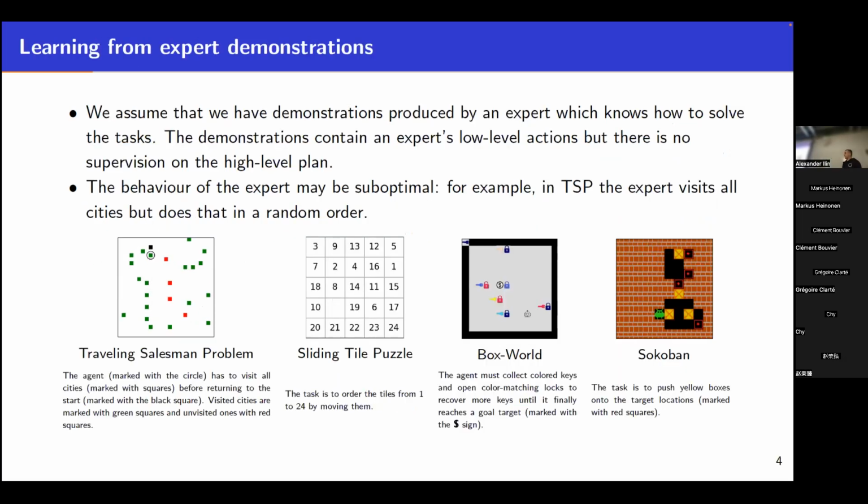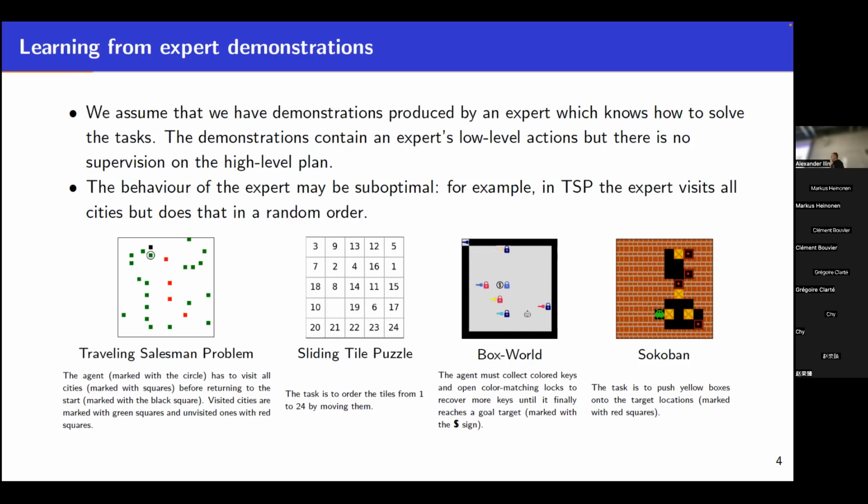So in our setup, we assume that we have some demonstrations, again, produced by an expert, which knows how to solve the task, but we have only low-level actions in those trajectories. So the agent is not given the high-level goals. We only observe how the expert solves the task, but we don't know what the goals were, or what the intermediate steps were that the expert was doing. And the behavior of the expert may be suboptimal. So it doesn't have to solve the task in a perfect way, in the fastest optimal way.